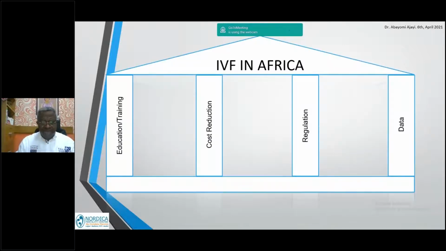I'll just end with this. This is my last slide, and I'd say that if we're talking about IVF in Africa, there are 4 pillars that we need to look at. We need to look at education, that's training, and for that, we've started talking to the IVF company to establish a training institute in Nigeria also, which we can do in partnership with the University of Kent, I believe.